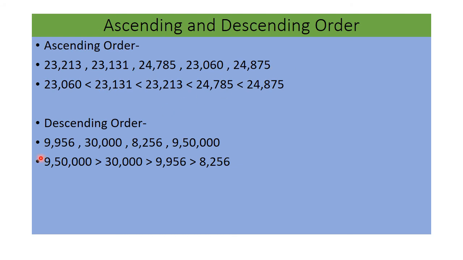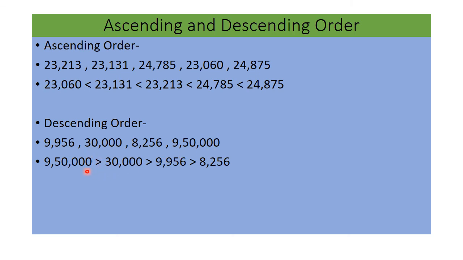Now let us talk about the descending order. See here, I have taken 4 numbers, they are neither in ascending nor in descending order. What we are supposed to do is arrange them in descending order, right? First of all we need to find out which is the greatest number among these numbers. So the greatest number is 9,50,000, and then we will put the sign like this.